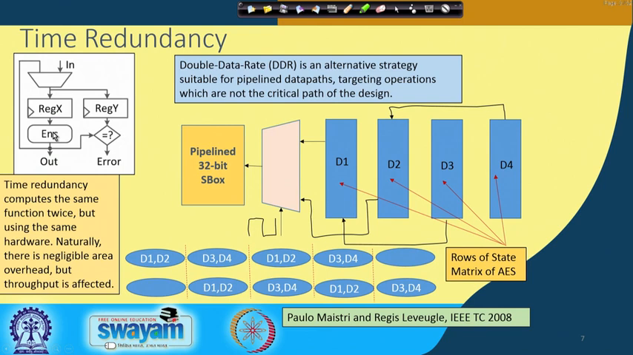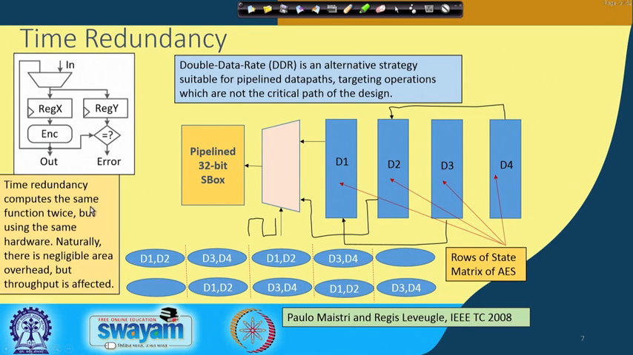So you repeat the encryption, you get the same ciphertext, and then you compare whether the previous ciphertext is the same as the present ciphertext. If they do not match, then you raise a flag. Naturally, there is little or negligible area overhead, but the throughput is affected.